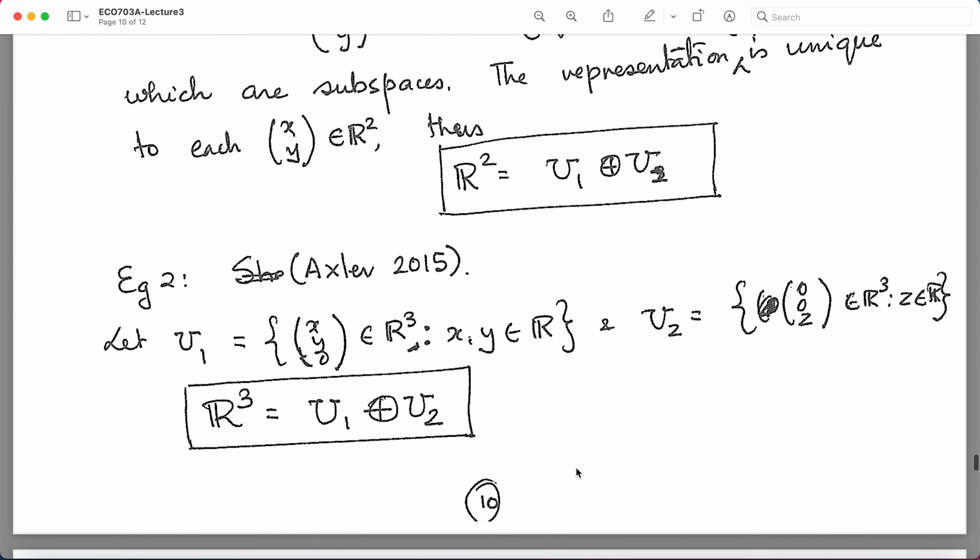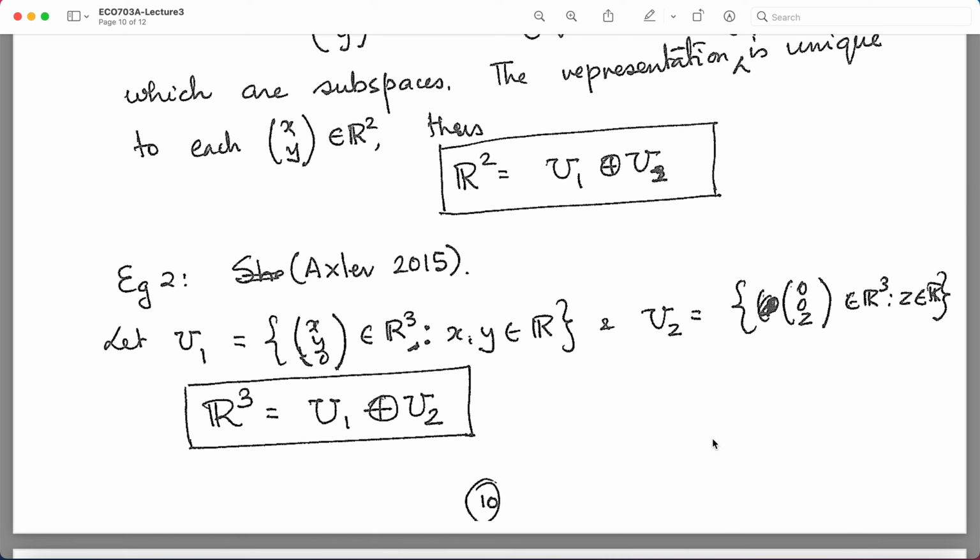So, here is another example from Axler. U1 is (x, y, 0) in R3 and U2 is (0, 0, z) in R3. These are all subspaces passing through the origin, all subspaces of R3. R3 can be written as U1 direct sum U2, because (x, y, z) can be written as (x, y, 0) plus (0, 0, z). There is only one way of doing it, no more than one way. So, that is what we have to keep in mind.